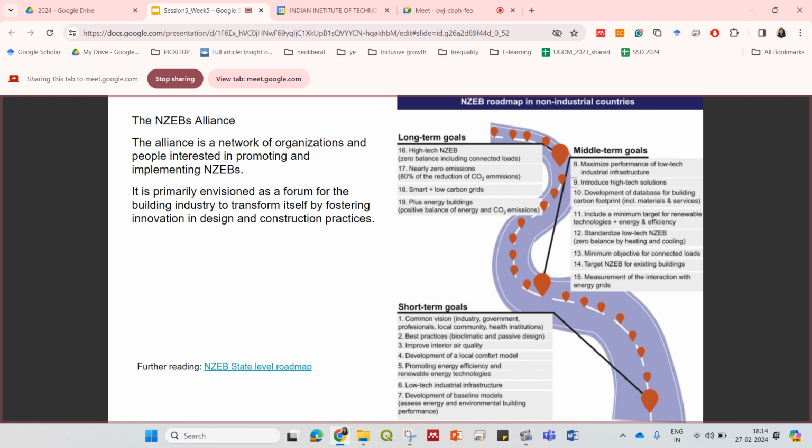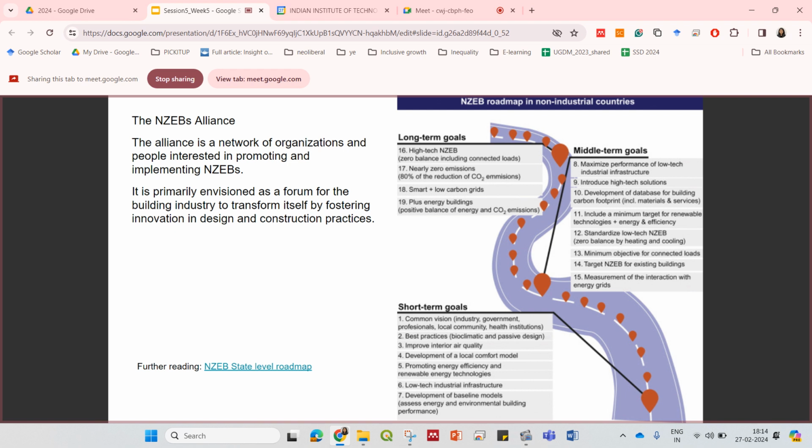Then there are development of baseline models. So okay, this is the baseline which each of the new buildings or existing buildings should follow, and you can go above this, but this is the baseline which every building should follow. So this can be done by assessing the energy and environmental building performance of buildings in general, and then learning from the best practices, and then developing the baseline which should be followed by most buildings. So these are the short term goals.